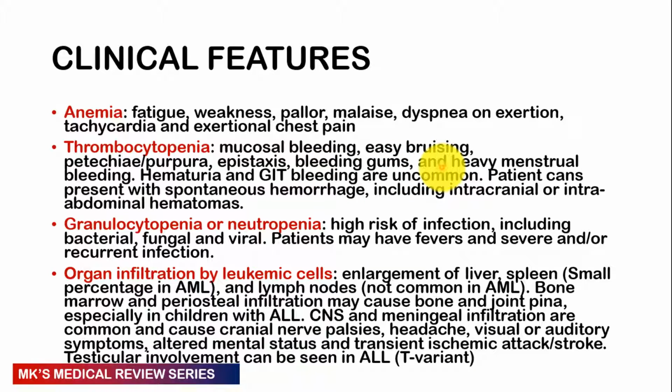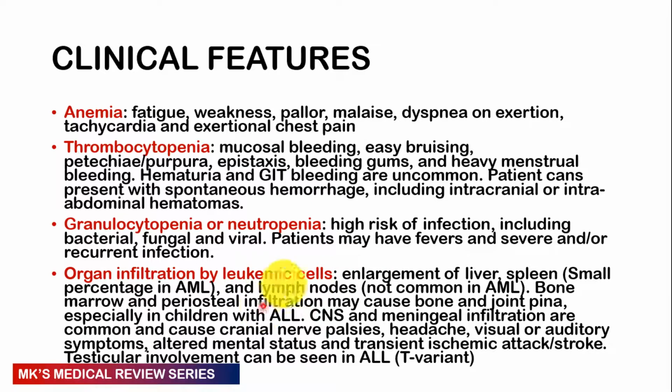Then of course, the patient can present with spontaneous hemorrhage, which includes intracranial or intra-abdominal hematomas. Then with granulocytopenia or neutropenia, there is a high risk of this individual developing infections. They could be of bacterial, fungal, or viral origin. And the patient may have high fevers, they may have severe or even recurrent infections, and there are features of organ infiltration.